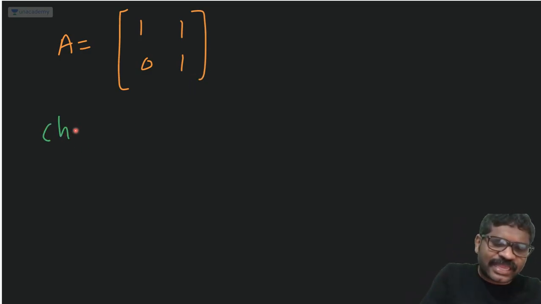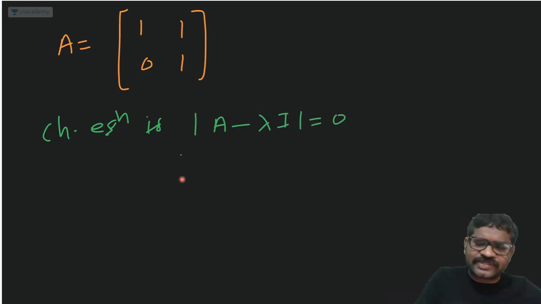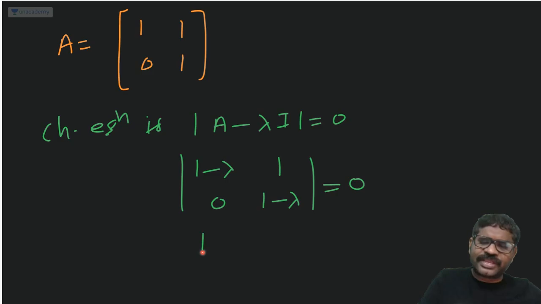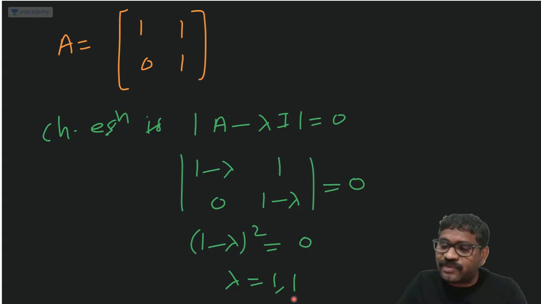Here the characteristic equation is determinant of A minus lambda I equal to 0. That implies determinant of 1 minus lambda, 1, 0, 1 minus lambda equal to 0. That is (1 minus lambda) whole square equal to 0, lambda equal to 1 comma 1. Here we have one eigenvalue repeated 2 times. 1 comma 1, repeated eigenvalue, same eigenvalue. Understood? Got it?